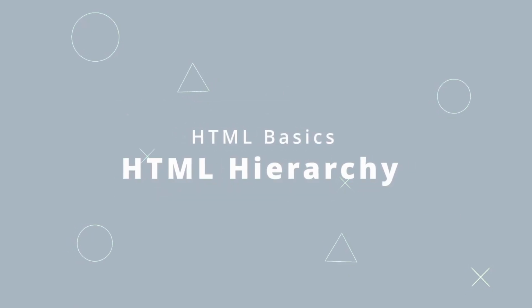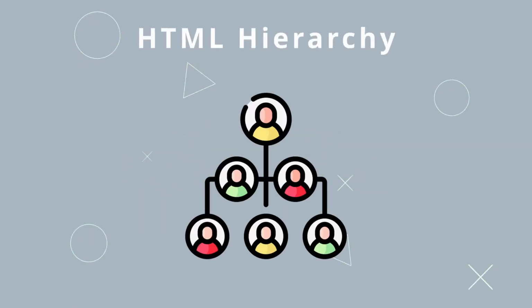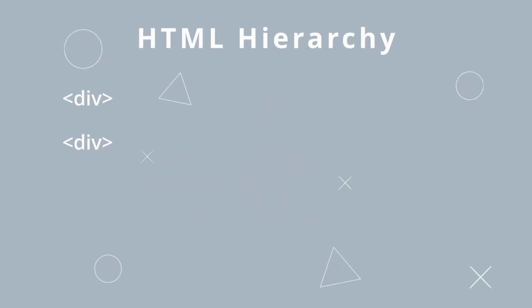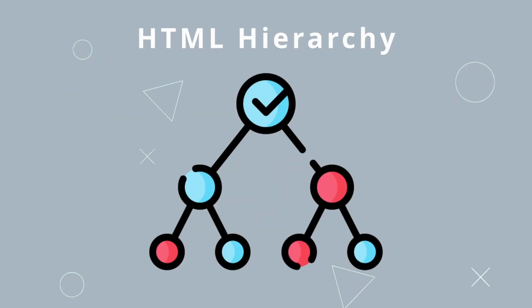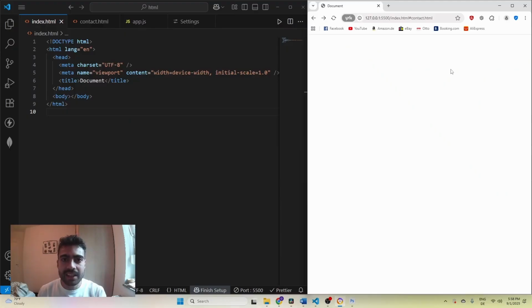Today we'll learn about HTML hierarchies. HTML is structured like a family tree. Elements can contain other elements. An element that wraps another one is the parent, and the one inside is the child. This parent-child relationship is what creates the structure of every web page. So let's take a look at it inside of VS Code.